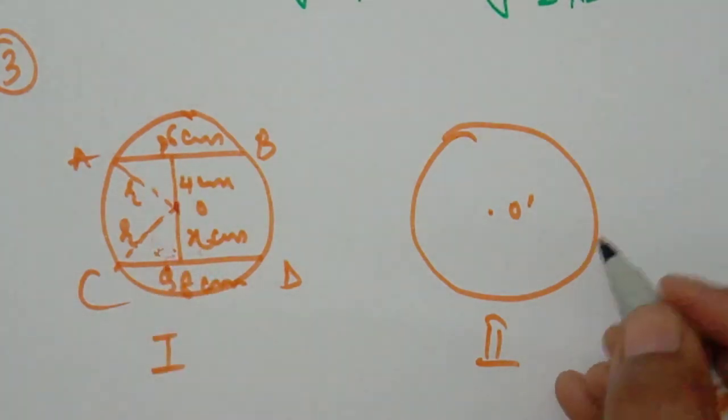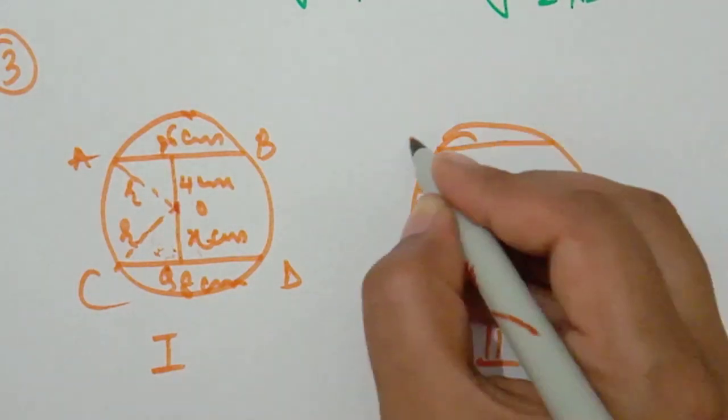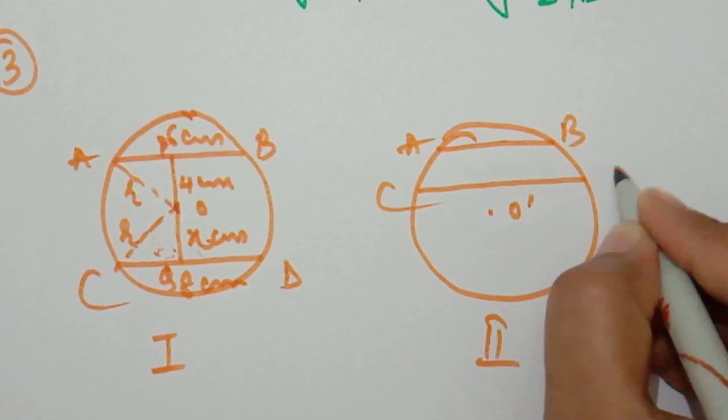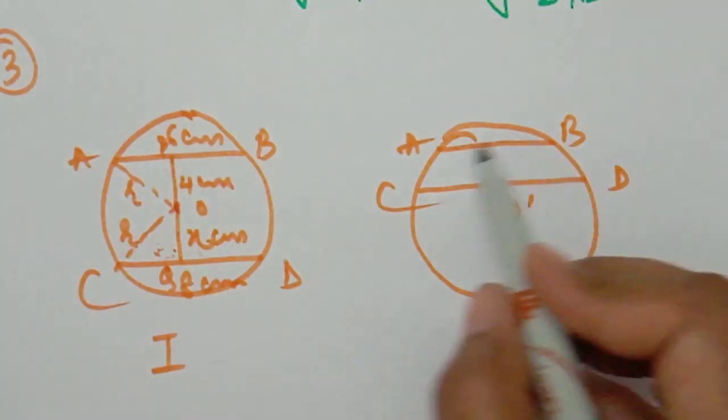Now the second possible diagram is if we take both the chords AB and CD on the same side of the center. It is also possible, because in the second question it was already told that both the chords are present on opposite sides of the center. In some questions they already give you that both the chords are present on the same side of the center. So you have to try this question also.